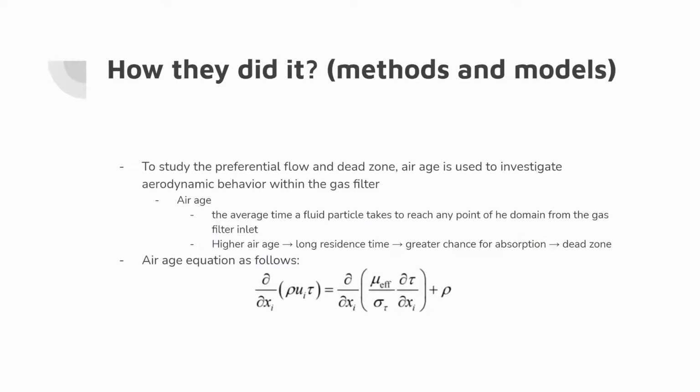Air age is used to investigate aerodynamic behavior within the gas filter. Air age is the average time a fluid particle takes to reach any point of the domain from the gas filter inlet. A higher air age eventually leads to dead zones within the flow. Air age is calculated with the equation on the slide.